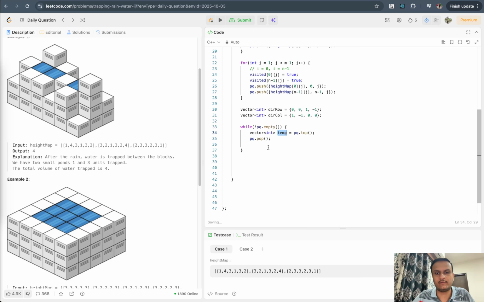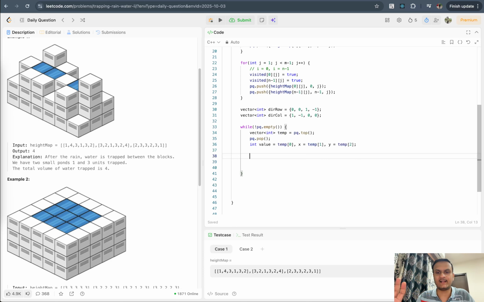Okay, so now we have value as temp dot 0, x coordinate as temp of 1, and y coordinate as temp of 2. So we have all three values with us. Now what we will do, we will go in all 4 directions.